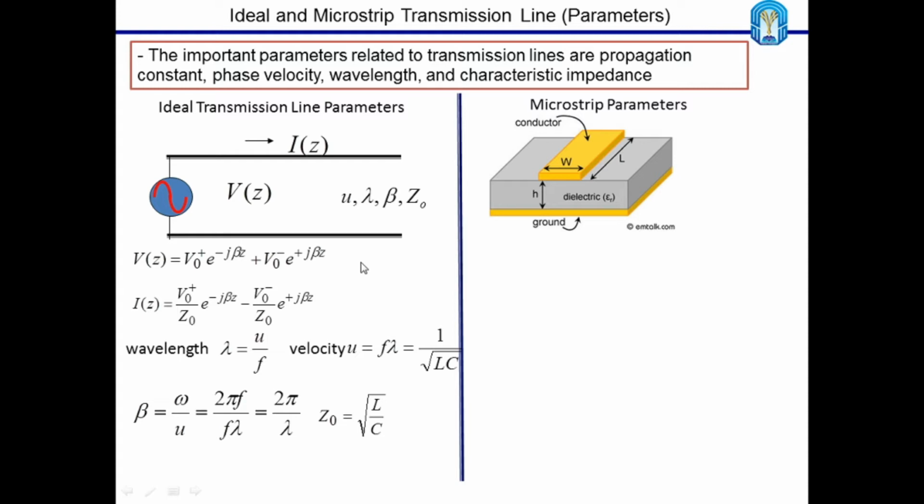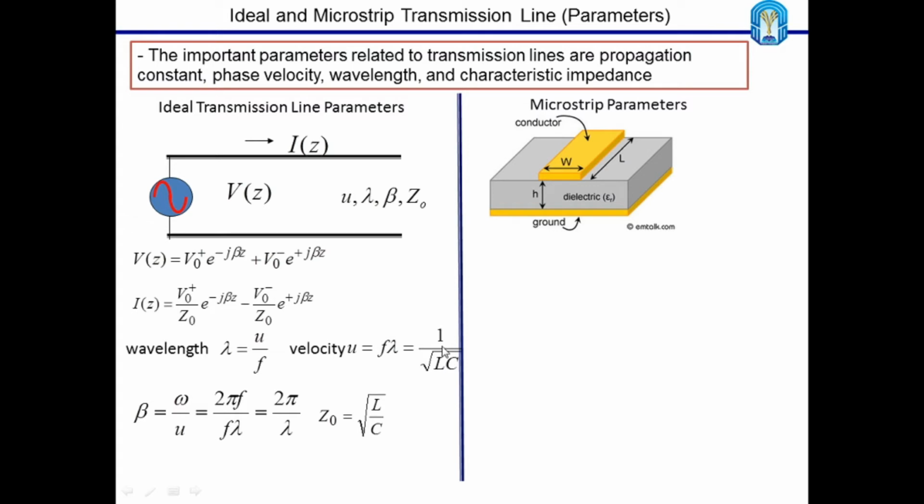What are the differences between the parameters of an ideal transmission line and a microstrip transmission line? On the left hand side are some of the important parameters of the ideal transmission line, which include the velocity, the wavelength, the propagation constant beta, and the impedance Z naught. The voltage and current equations are related by these. And the wavelength is the velocity divided by f. If the velocity is in free space, it is c. So the velocity is equal to f lambda, and that is equal to 1 over square root LC.